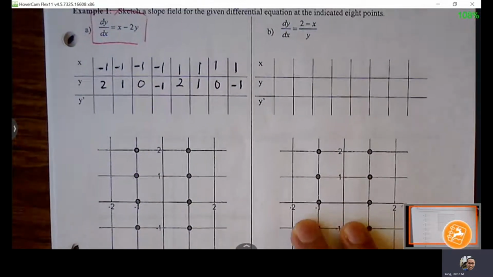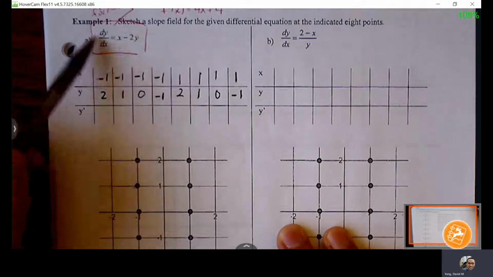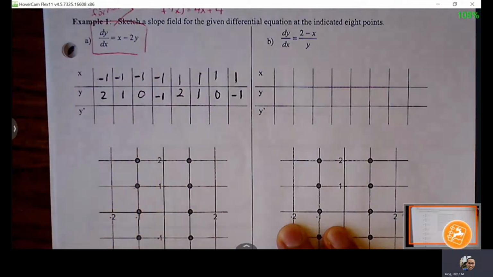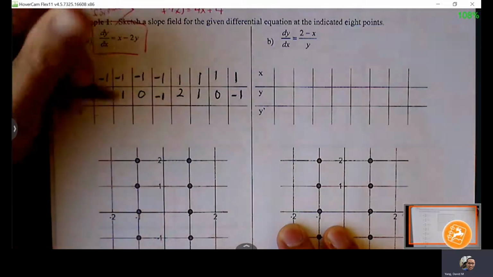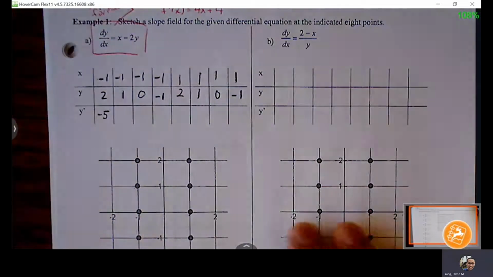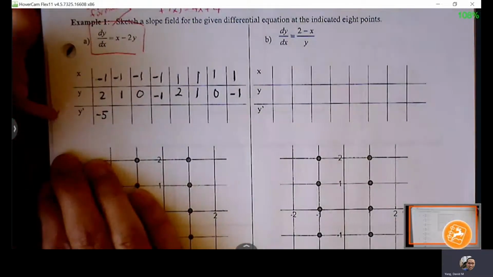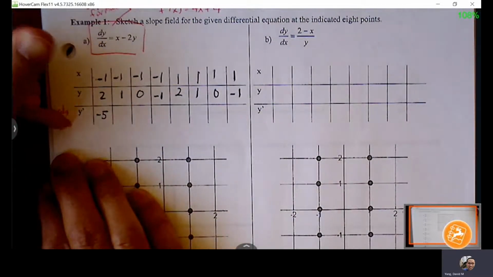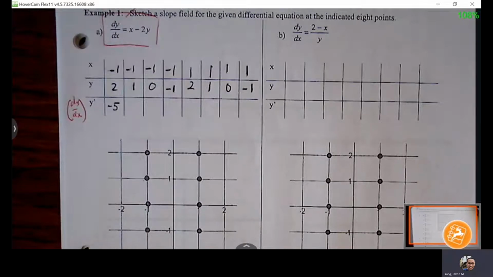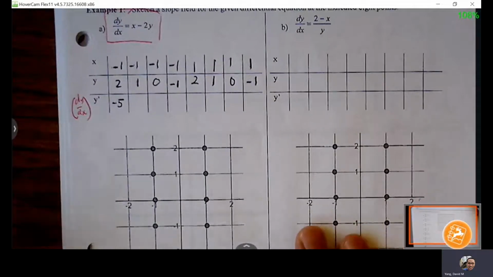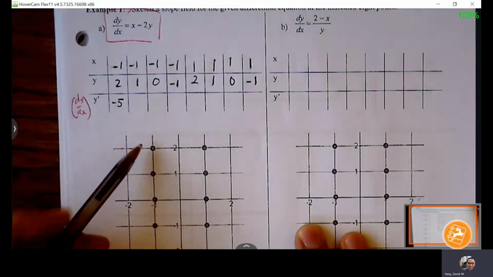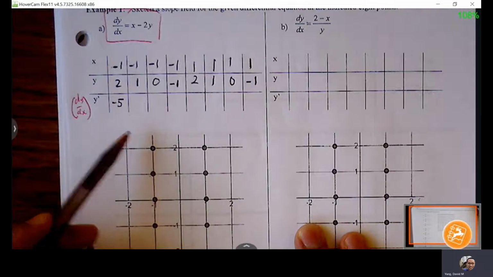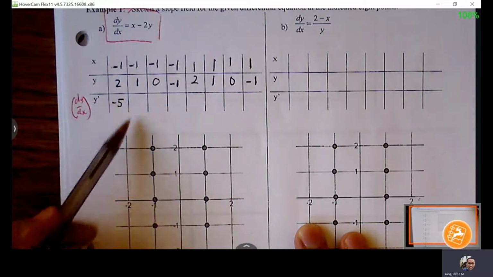Okay, so one ordered pair at a time, we're going to insert into the derivative formula, and we're going to translate what to do with that slope. So negative 1 goes in for x, 2 goes in for y. I get negative 1 minus 4, which is negative 5. It says y prime there, but y prime is just another way of saying dy dx. So I'm going to interpret negative 5 through this ordered pair here. We know it's going to be a negative slope. We know the slope is going to fall from left to right, and it's a pretty steep negative slope.